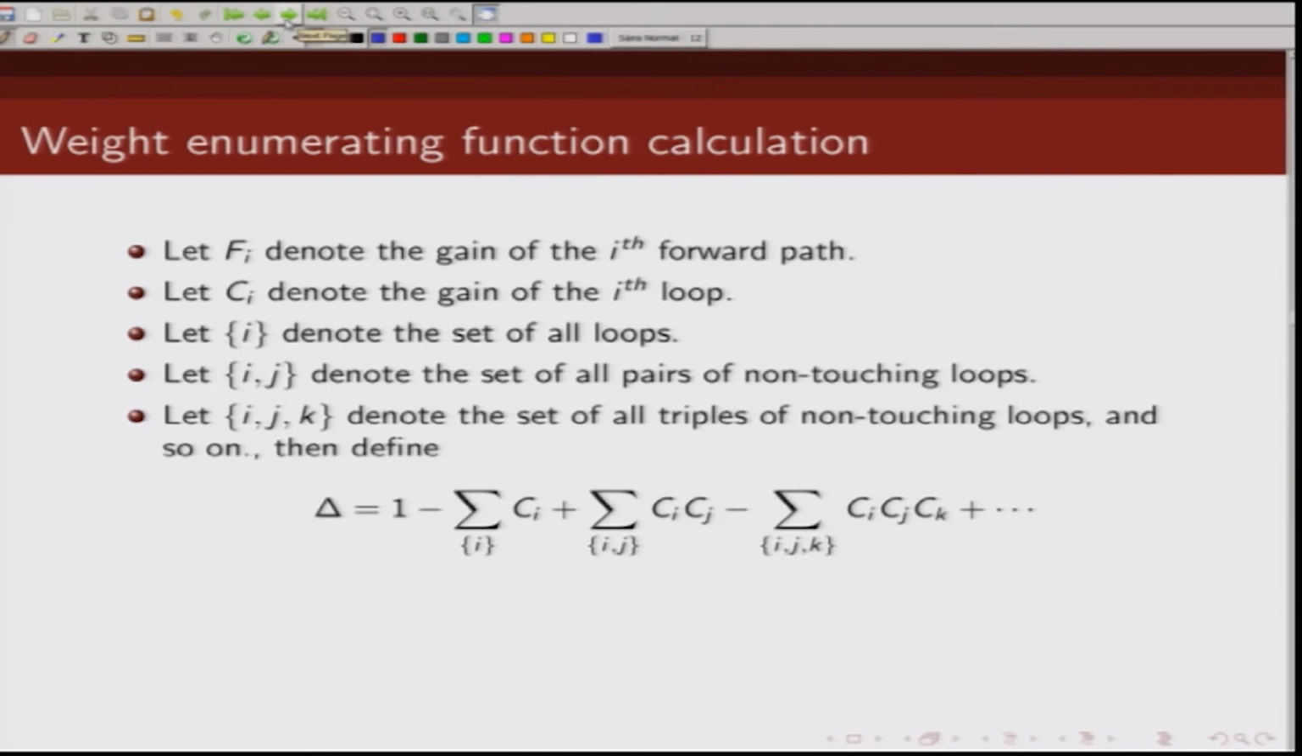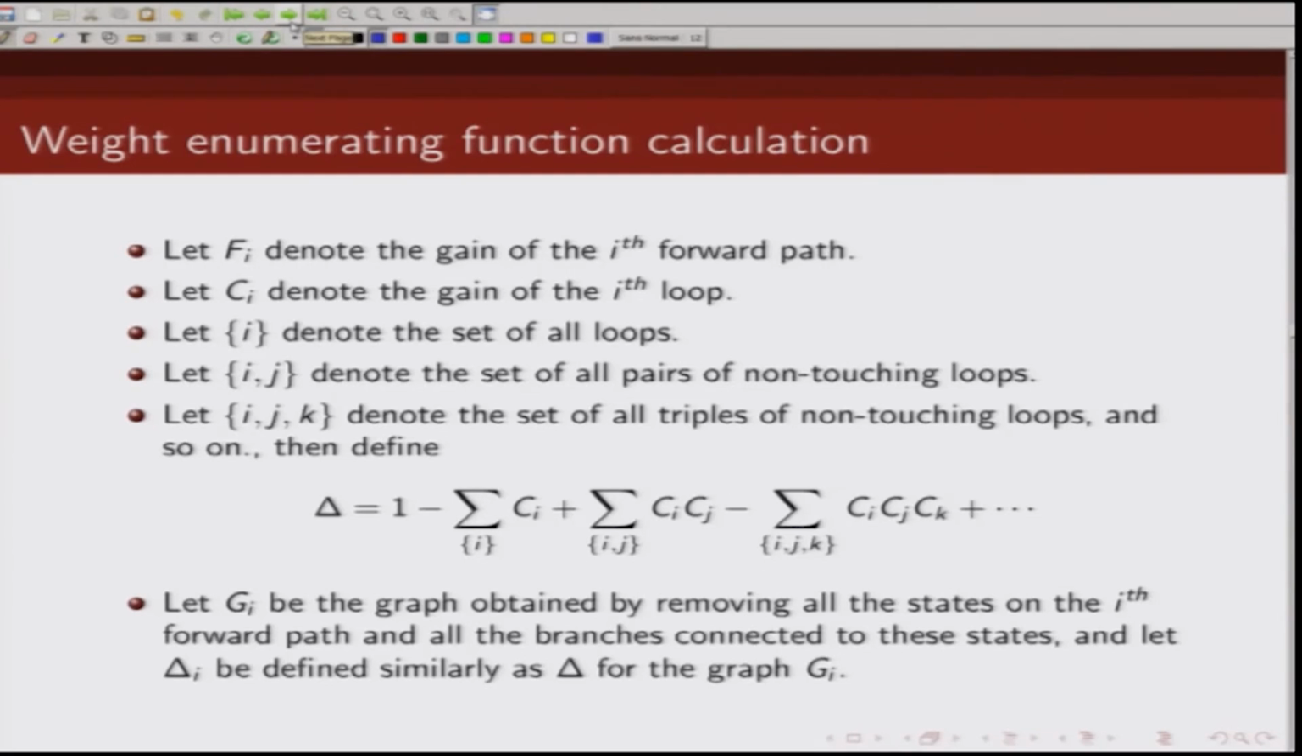This triplet will define the set of all triplets of non-touching loops. So, if we use this, we define a term delta, which is defined as follows. This is 1 minus the summation of all the gains of the loops, plus the product of gains of all those non-touching loops, minus the product over the set of all triplets of non-touching loops, and it goes on like this. So, that is our delta.